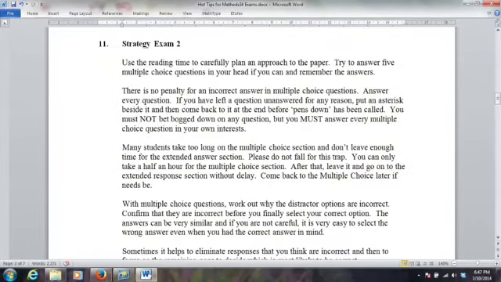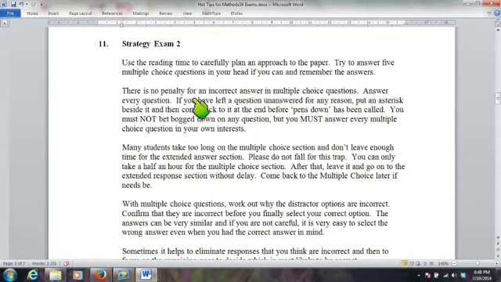Strategies for exam 2, guys. Now, use the reading time to carefully plan an approach to the paper. Try to answer 5 multiple choice questions in your head if you can. I would highly recommend that. And remember the answers, because reading time is part of the exam time and it can get you off to a flying start if you're able to do that with selected questions that lend themselves to that process in your head, okay? There's no penalty for an incorrect answer in multiple choice questions.